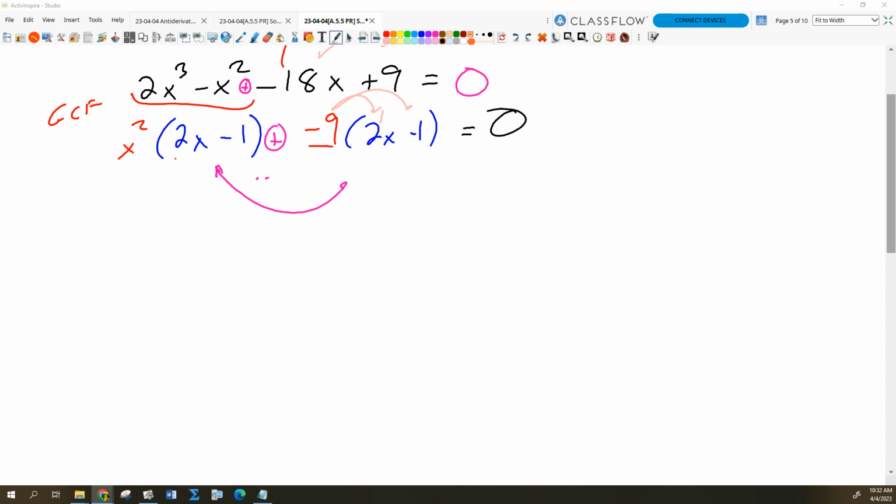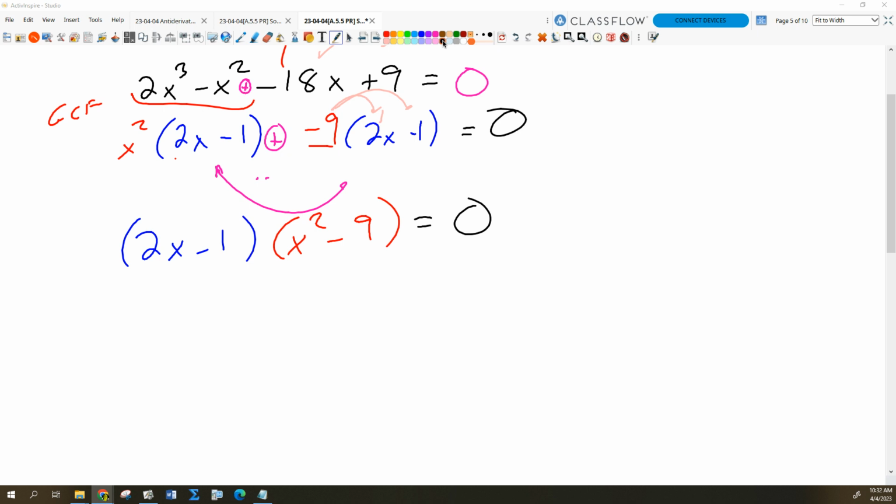Okay, good. I've got 2 groups. I'm going to undistribute from each of those 2 groups the factor 2x minus 1, right? So that gives us 2x minus 1. Now, what's going to be left behind if I undistribute that? X squared minus 9. There you go. Good. Okay. Now, do I have to factor further here?